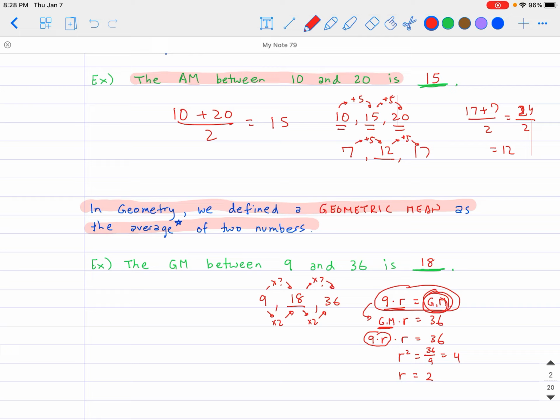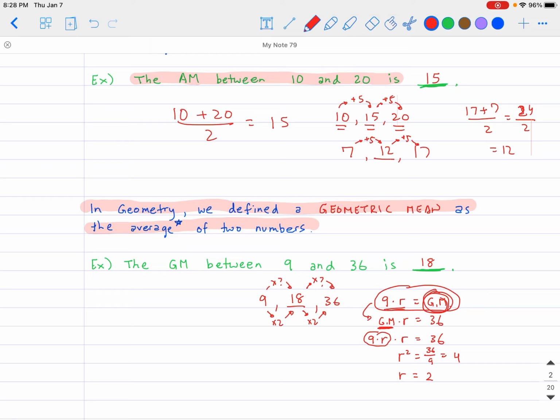But there you go. You found out what r is, which is the ratio, or the number that you multiply in order to get from one term to the next. So that will allow you to take your 9, multiply by 2. That's how we get to 18. And then we multiply by 2 again, and that will again get us to the 36.